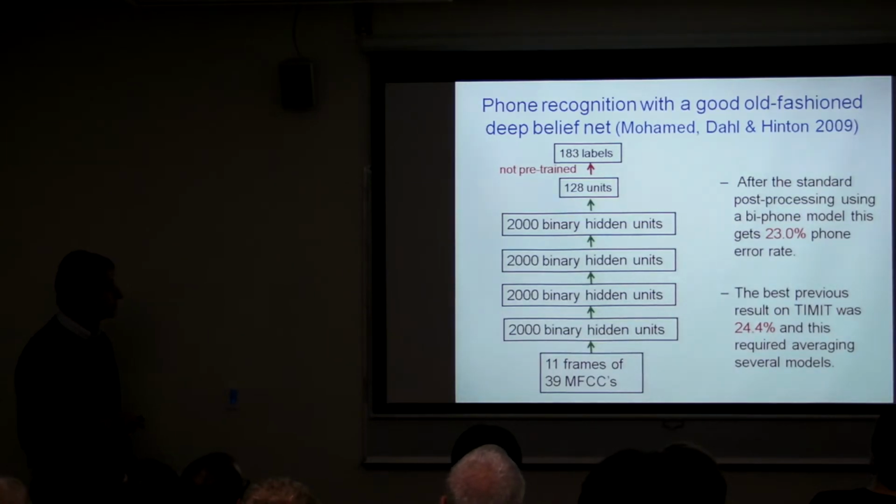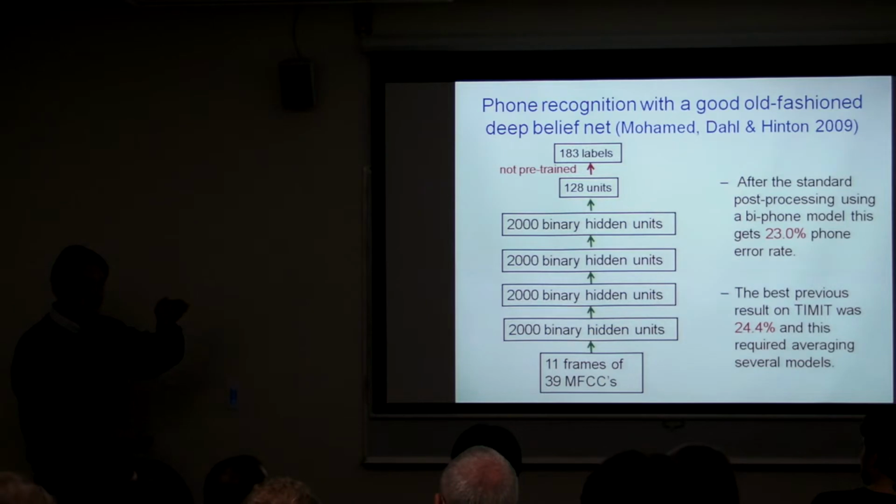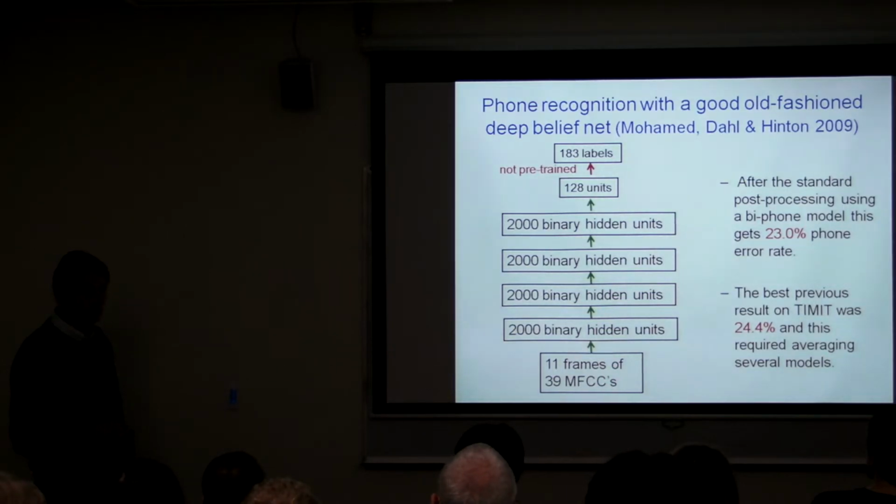So George Dahl, working with Abdo Mohammed, who knows a lot about speech, just made up a net off the top of his head, pretty much. And the input is 39 Mel-Cepstral coefficients, where there's actually 13 of them, and then the differences and the differences of the differences. And he just trained up lots of layers of lots of binary units. So this is kind of dumb, but he wanted to see whether it would work.